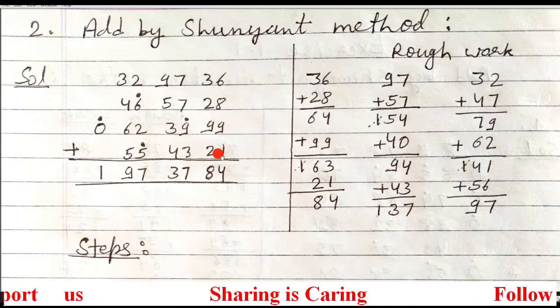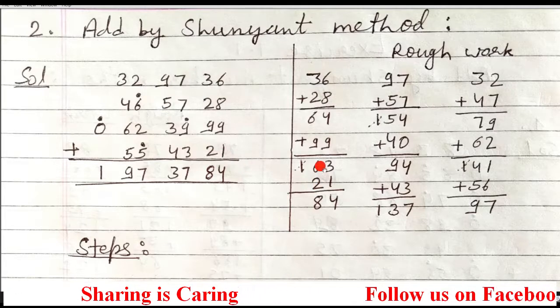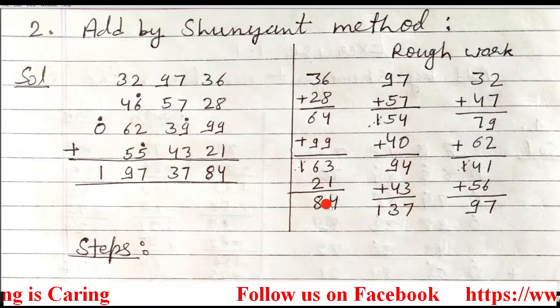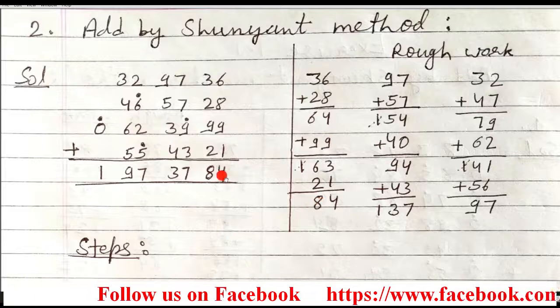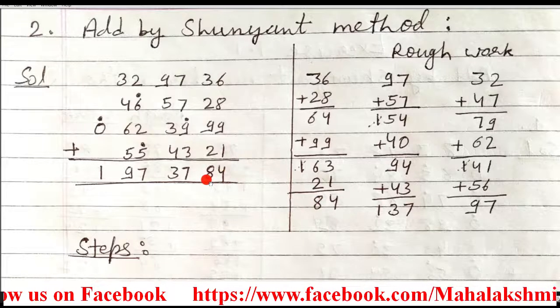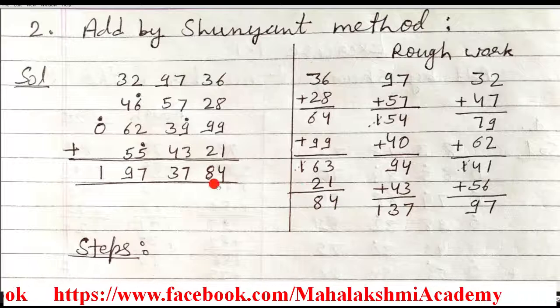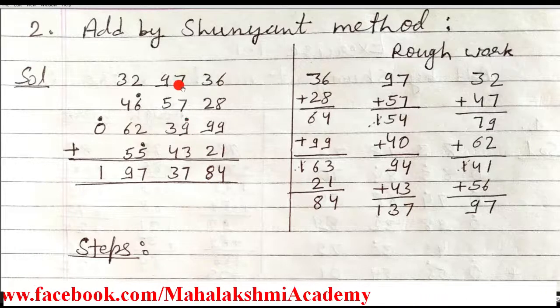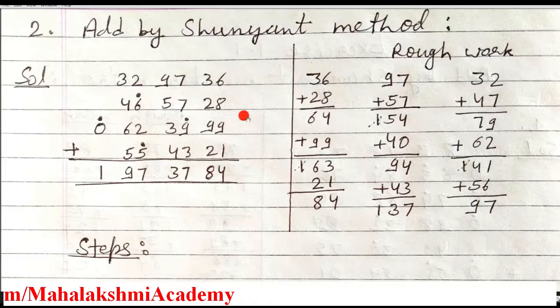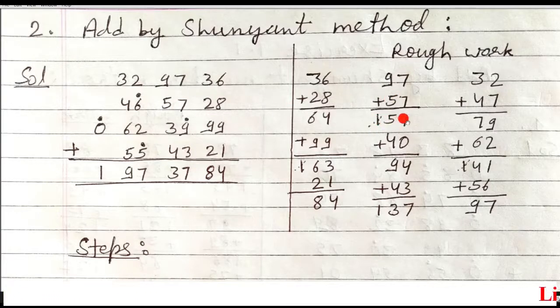Now it's the turn of 21. So write here 21. Add 63 and 21. You will get 84. That's why in the units place and tens place of your answer write down 84. Now we'll start from the middle column. Write here 97 and then 57. Add them. The summation is 154.